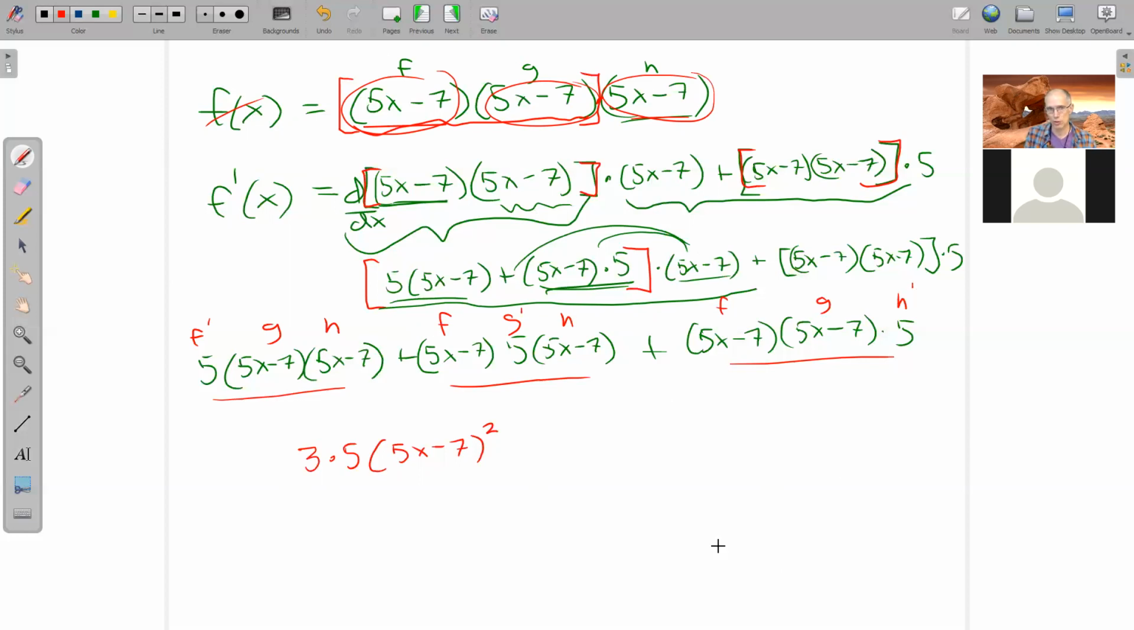So can you see the three function version of the product rule? So essentially, you can generalize the product rule.